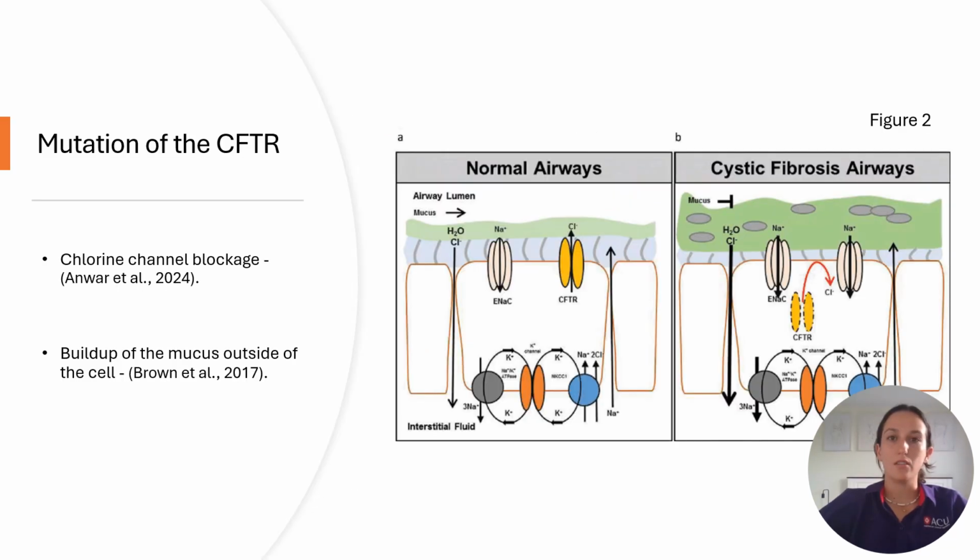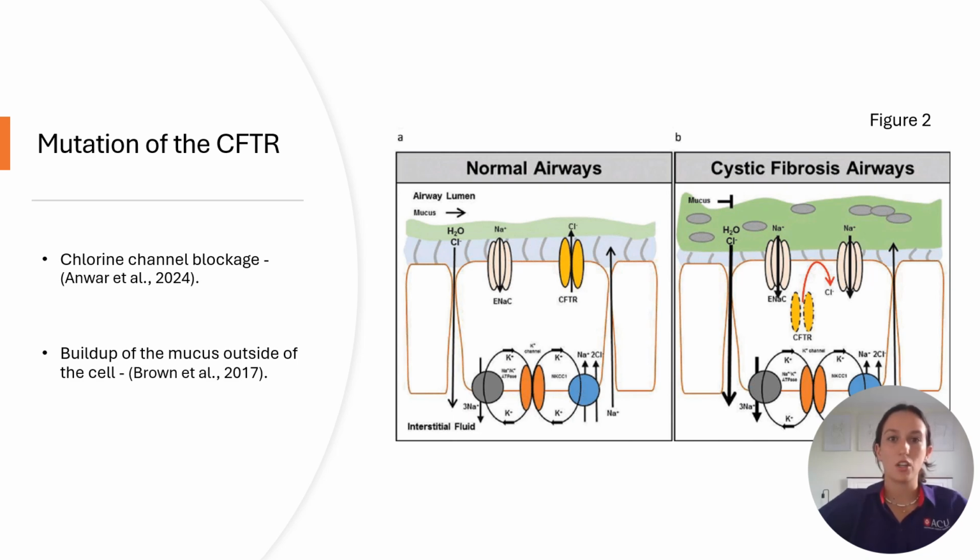The disease itself is a mutation of the CFTR protein that is responsible for the movement of chlorine and sodium ions through the cAMP-dependent channels in the epithelial cells, from Anwar et al., 2024. A diagram, figure 2, can be seen on the screen, which shows the process of a normal airway versus the airway of somebody with cystic fibrosis.